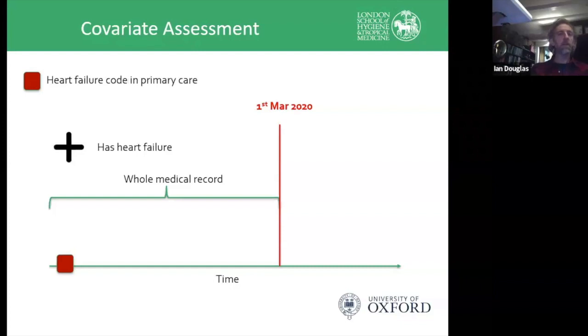I mentioned that we're also interested in assessing patients for all sorts of covariates, including their medical history. And for example, we were interested in whether or not people had heart failure before they entered follow-up on the 1st of March. And to do this, we were interested in looking at the entire medical history of the patients up until that point in time. You can see that this patient has a history of heart failure. They had it recorded at some point before the 1st of March. So we would include this person as having a history of heart failure.